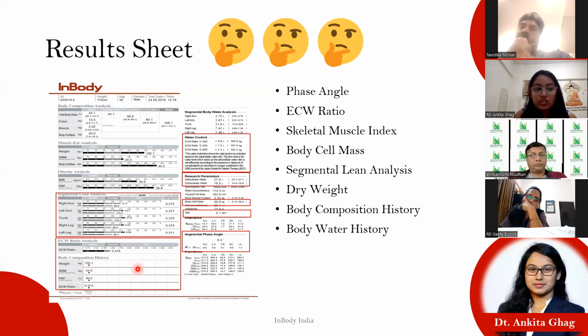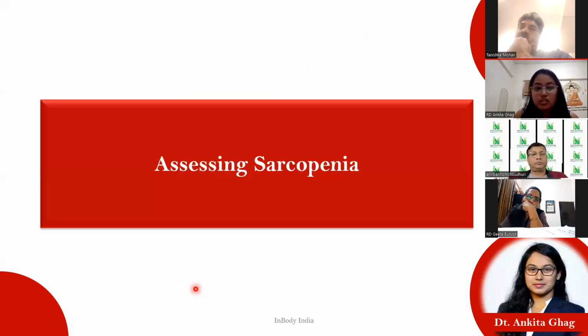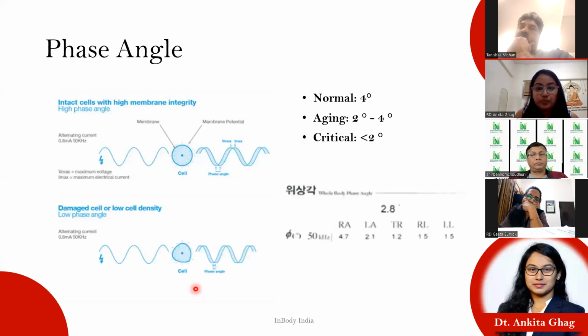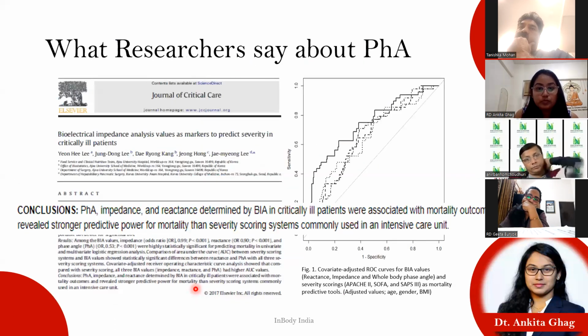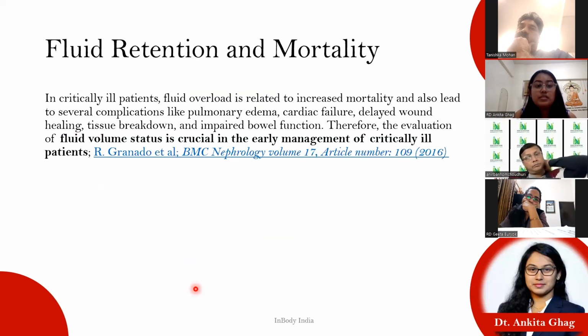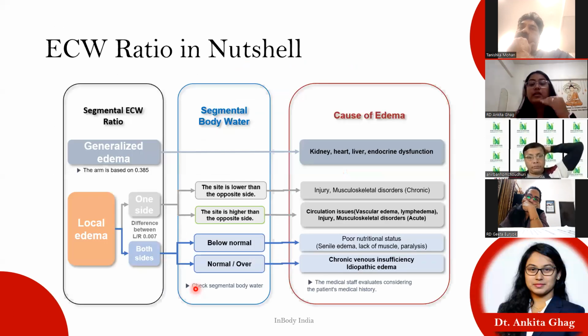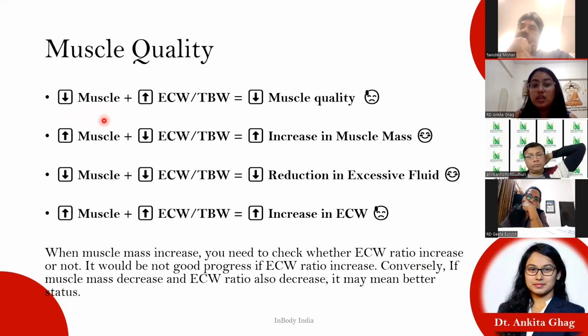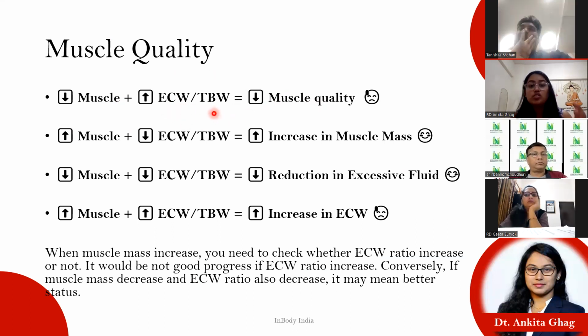So here the history has been tracked. In this history, if the muscle mass is dropping and the extracellular water is increasing, that indicates the muscle quality is dropping, which is not a good sign. So here, the fluid restriction is very essential. Sorry, the sodium restriction is very essential, along with certain guidelines wherein they can reduce the edema in this individual.